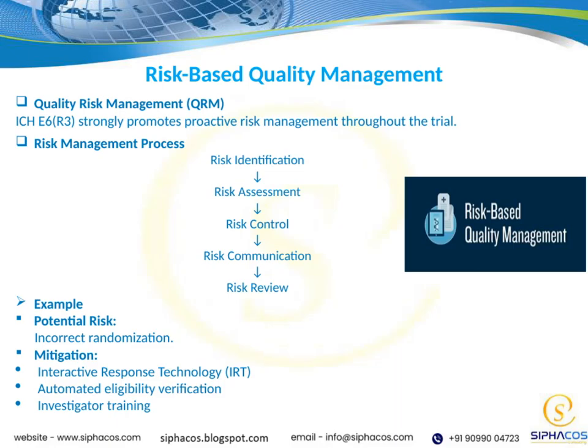Let's talk about risk-based quality management. The ICH E6R3 guidelines really emphasize being proactive with risk throughout a clinical trial. It's not just about reacting to problems, it's about anticipating them. The process starts with identifying risks, then assessing their impact. Next, we control those risks, communicate about them clearly, and continuously review to adapt as needed. For example, if there's a risk of incorrect randomization, we might use interactive response technology, automated eligibility checks, and thorough investigator training to keep things on track.